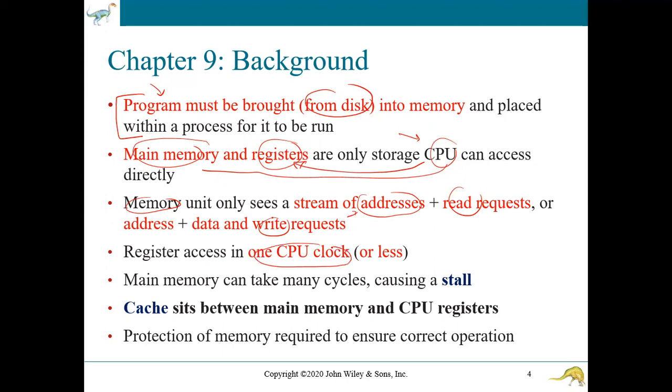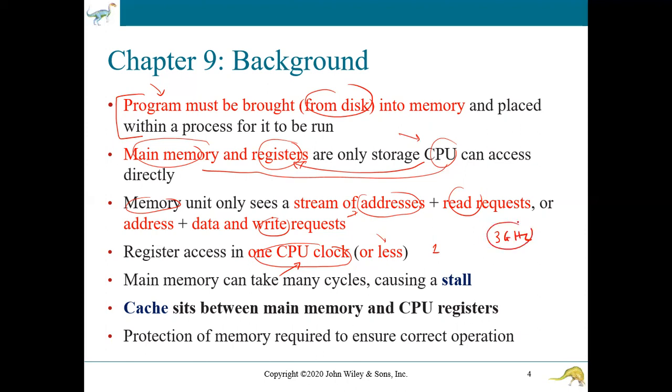Register access takes one CPU clock cycle, or even less. I think this is the minimum anyway. Okay, register access. What is the CPU clock? Can anyone tell me, please? What does the CPU clock mean? The frequency, yeah, the number of cycles per second. In one second, how many? For example, 3 gigahertz is the speed of my computer.